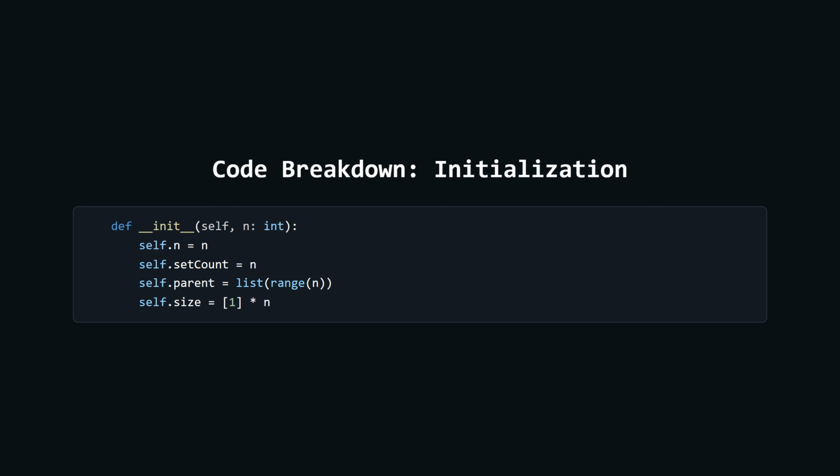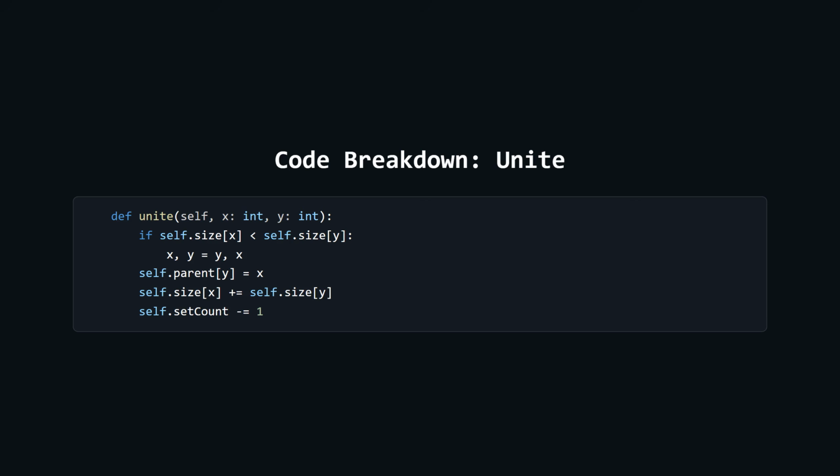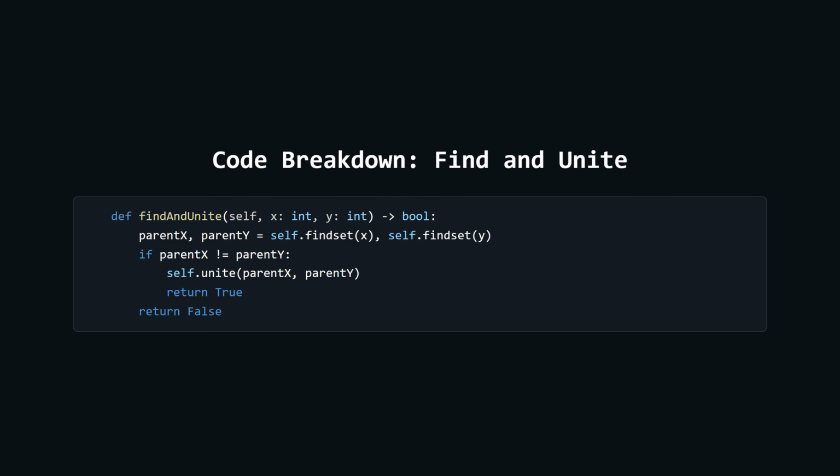When we initialize it, we set up a parent list, where initially, every cell is its own parent, meaning it's in its own isolated group. We also track the sizes of these groups. The find function figures out which main group a cell belongs to. It uses a clever trick called path compression, updating parents along the way to make future lookups lightning fast. The unite function takes two groups and merges them. To keep things efficient, it always attaches the smaller group onto the larger group. Finally, find and unite checks if two items are in different groups. If they are, it merges them and returns true. If they were already in the same group, it returns false, signaling we found our loop.